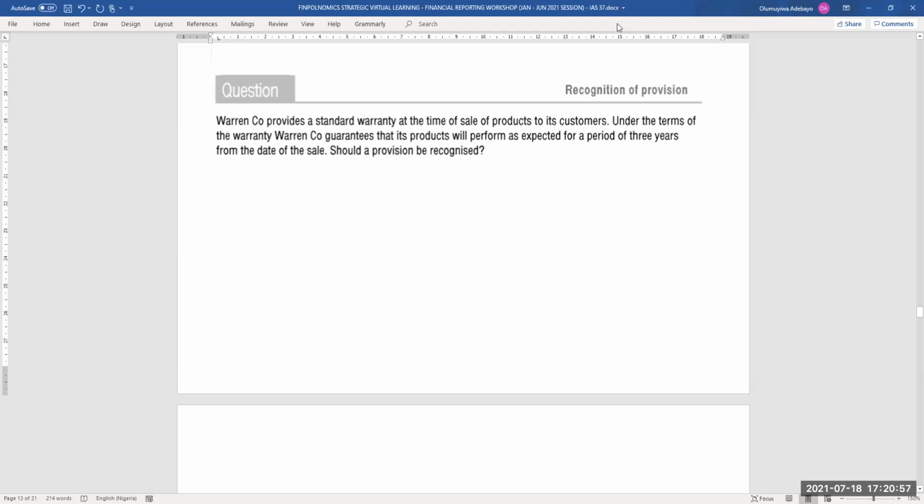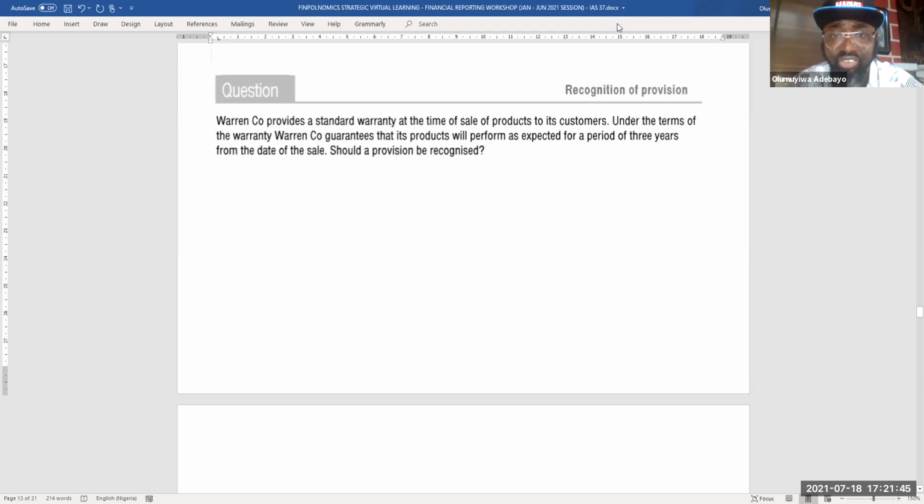I don't think a provision should be recognized because, number one, the timing and the amount are not certain. None of them is certain. Let's look at it. Why do you believe provision should not be recognized when you have been making such products available and have sufficient information about your historical returns? If you remember, under IFRIC 15, we discussed the issue of returns available as an option for customers.